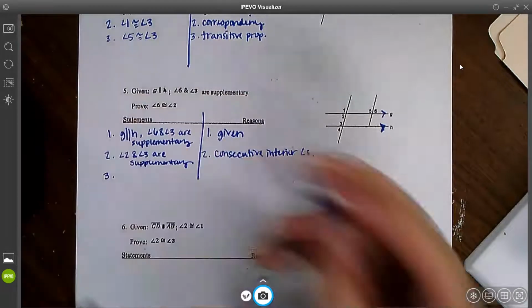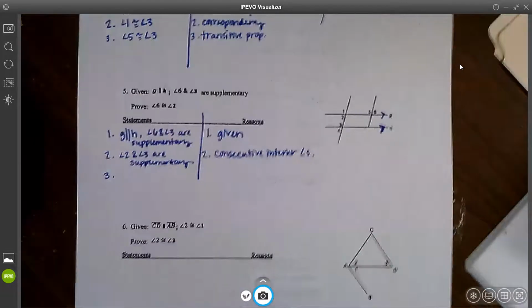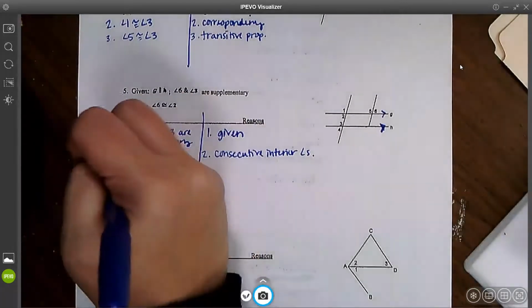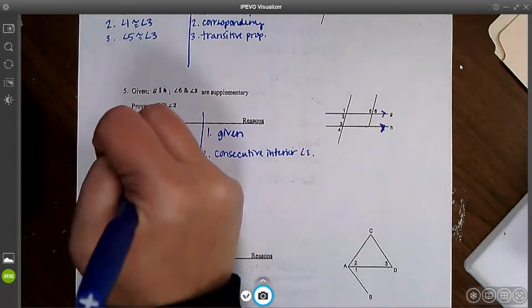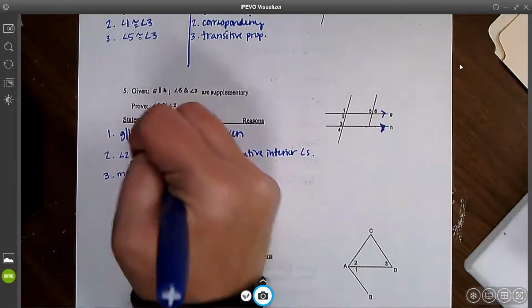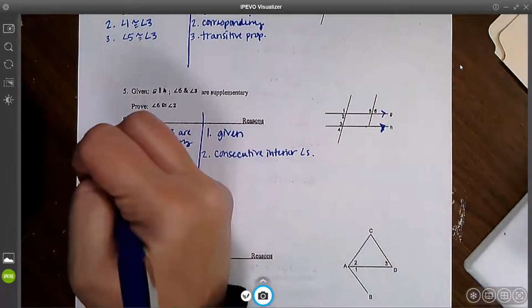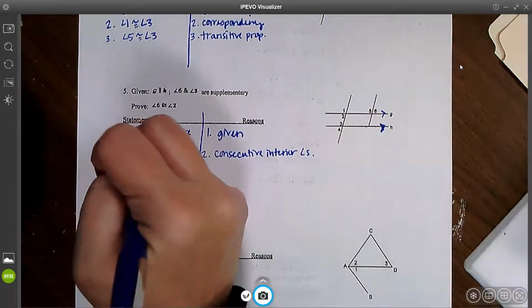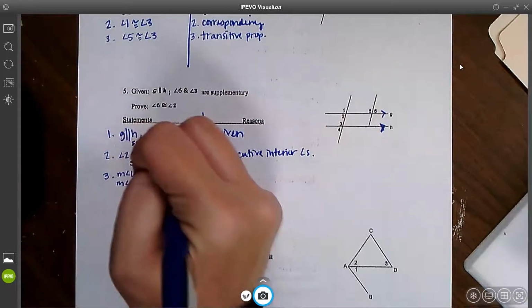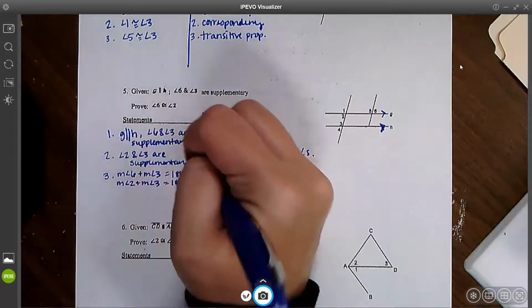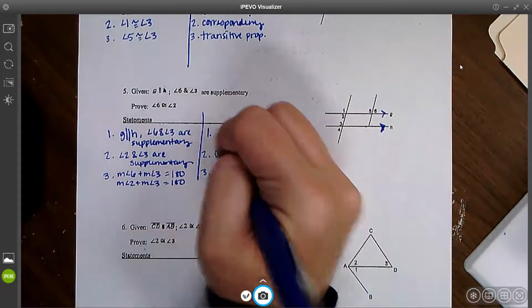So number 3, I'm going to set up 2 different equations here so that I can then use substitution. The measure of angle 6 plus the measure of angle 3 equals 180. That's by definition of supplementary. And I can say the measure of angle 2 plus the measure of angle 3 equals 180. So again, this is by the definition of supplementary.